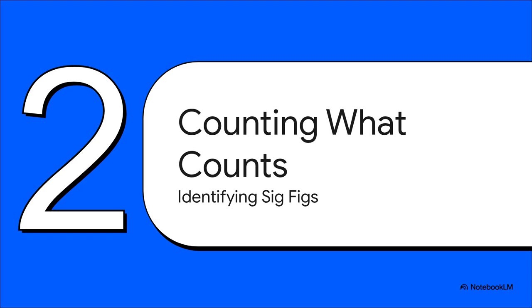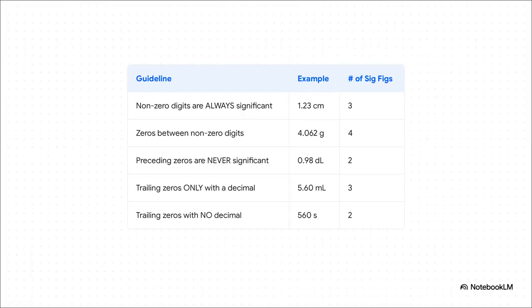All right, so we've got the language down. Now let's get back to the real reason we're here, figuring out how to count the digits that actually matter. This is what we call significant figures, or sig figs for short. Okay, so there are rules. You gotta know them. Any number that isn't a zero is always significant. Easy enough. Zeros stuck in the middle, like in 4.062, they're sandwiched in, so they're always significant too.